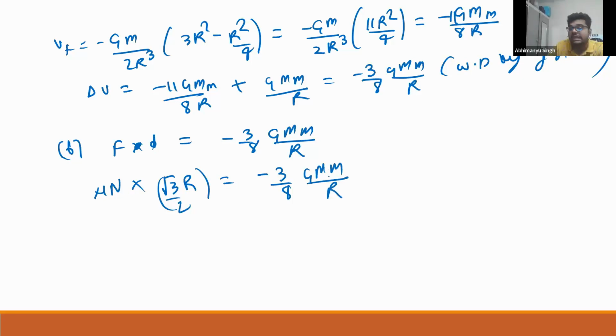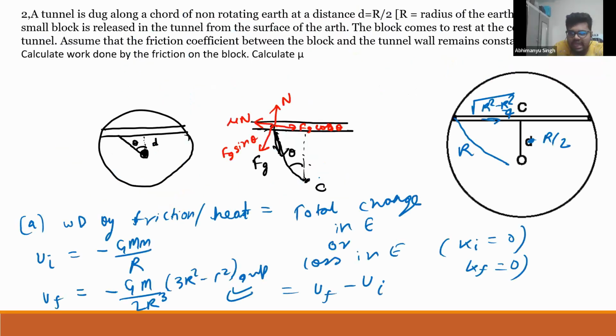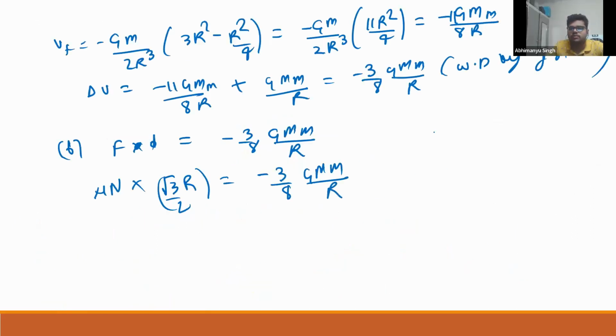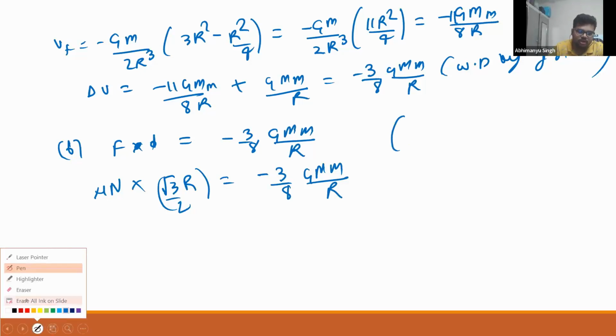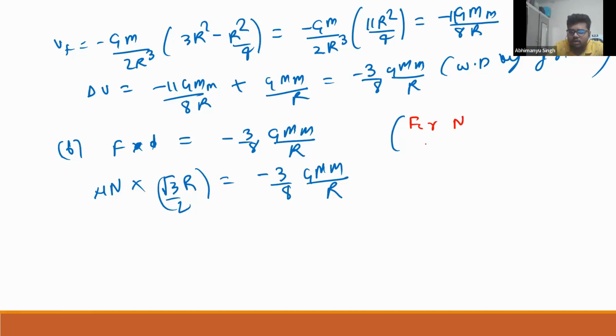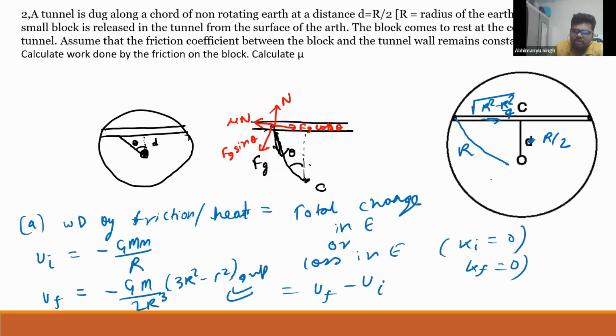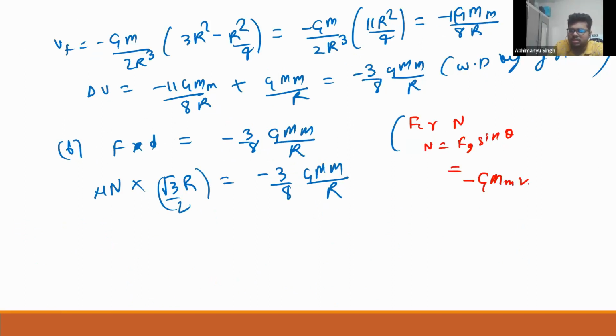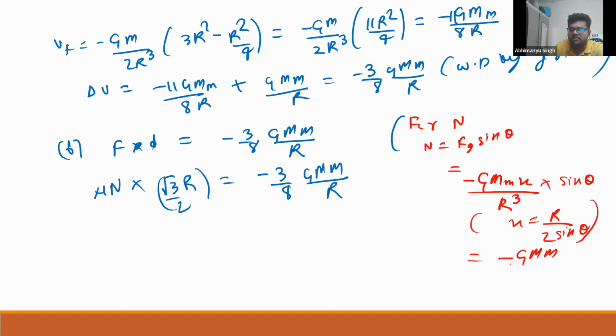Now we need to find the value of N. So using the FBD, we know that N is equal to the force of gravity times sine theta. Let me do it on the side. It is important, and we have also done a similar problem in the classroom. Normal is nothing but Fg sine theta. What is the gravitational force? It is minus GMm, and what is the field inside a sphere? It is x, the distance from the center, over r cube, into sine theta. What is x? x is nothing but r by 2 sine theta. So it came out to be GMm by 2r square.